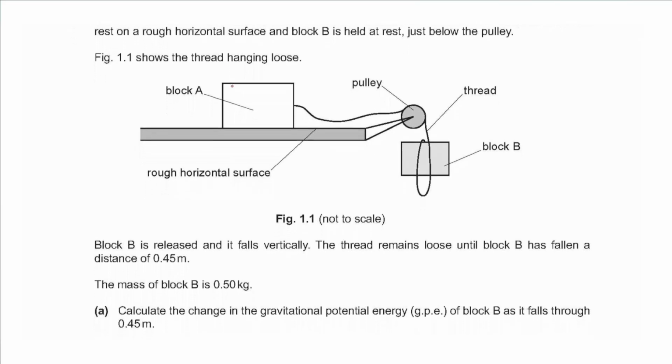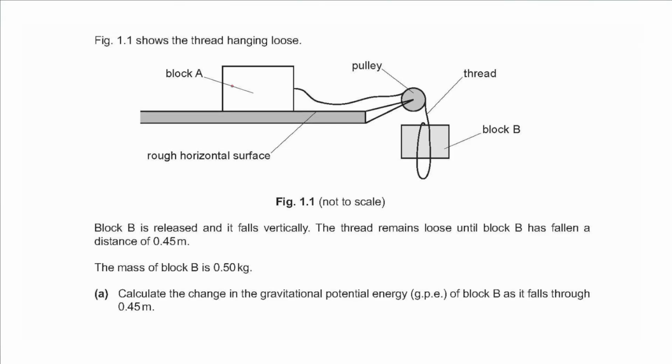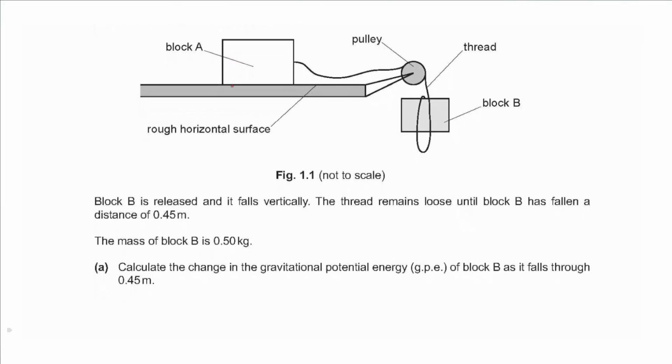Figure 1.1 shows the thread hanging loose. Block B is released and it falls vertically. The thread remains loose until block B has fallen a distance of 0.45 meters. So if the thread is loose, that means that the block was falling under gravity. The mass of block B is 0.50 kilograms.